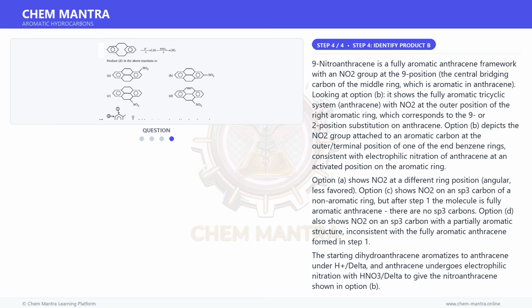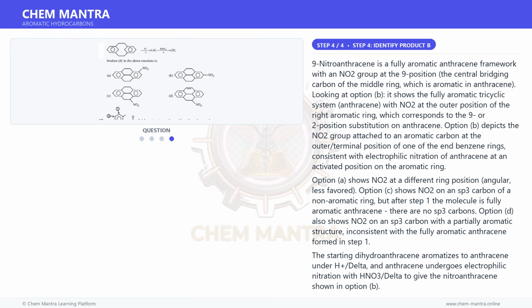Option C shows NO2 on an sp3 carbon of a non-aromatic ring, but after step 1 the molecule is fully aromatic anthracene, there are no sp3 carbons. Option D also shows NO2 on an sp3 carbon with a partially aromatic structure, inconsistent with the fully aromatic anthracene formed in step 1.